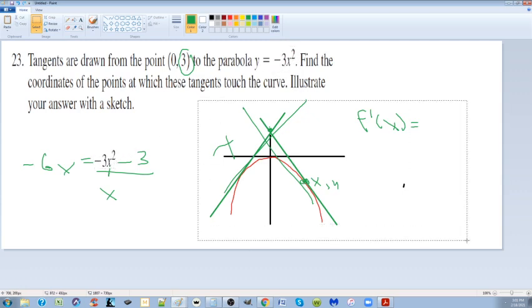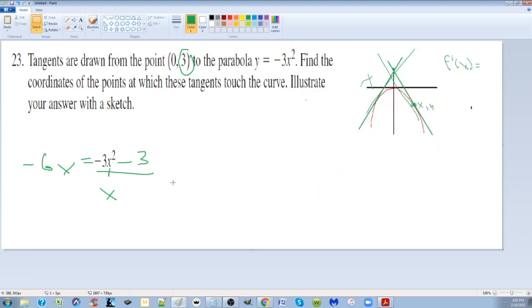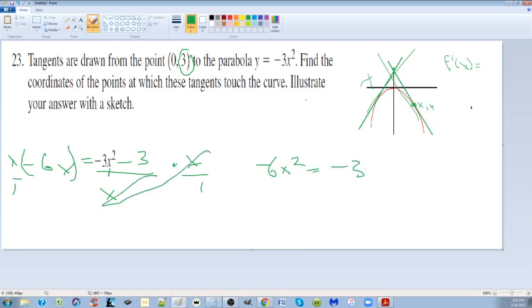Now we have a solvable. I'm just going to shrink this and put it in the corner. Now we have a solvable thing. Over here, x minus 0 is just x. So how do we get rid of this x first of all? Let's multiply by x over 1 on both sides. And we're left with minus 6x squared on the right side. On the left side, these cancel out, is equal to minus 3x squared minus 3. Now notice we're only left with x's and we can solve it.